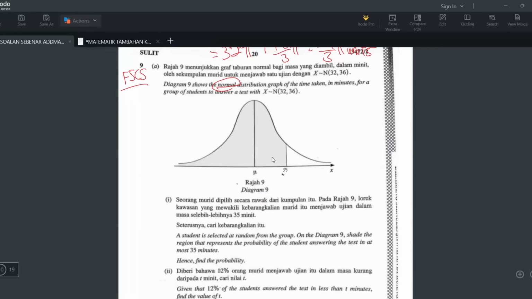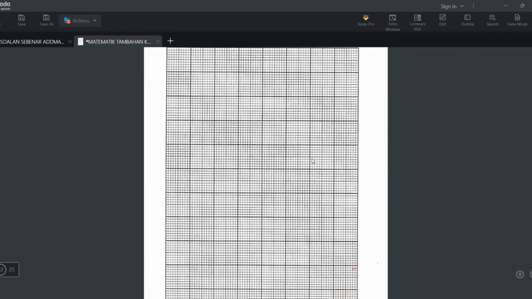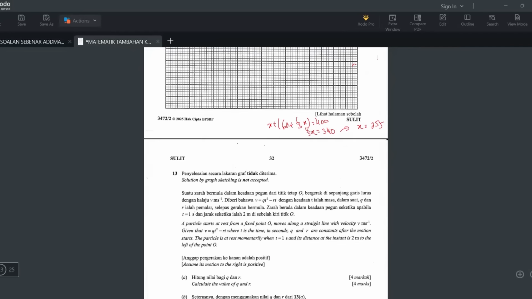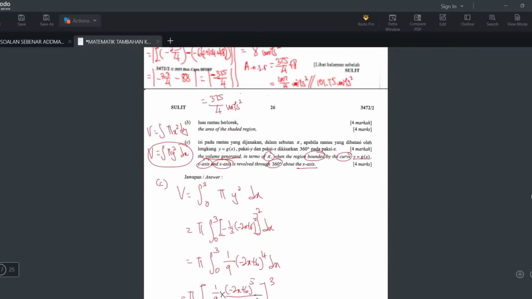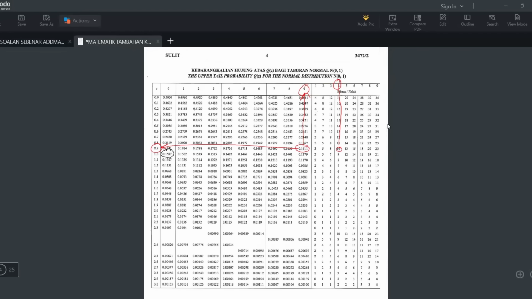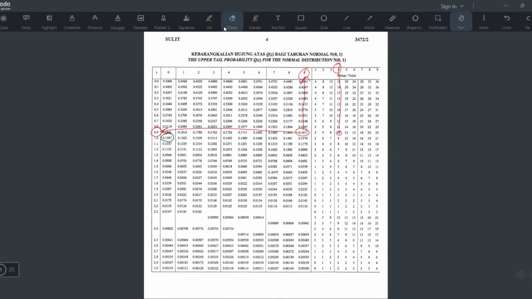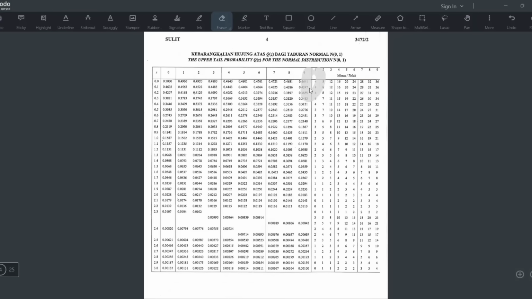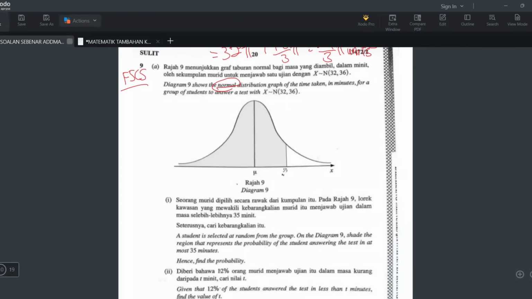Because this PDF file doesn't have the z-score table, let me open a new file and see. Is there a z-score table for this? Okay, there is. So later I'll be using this to do it. Let me erase this first. So remember, whenever you are doing probability distribution and you see the word normal there, that means you will use the z-score table. All right, so let's continue.